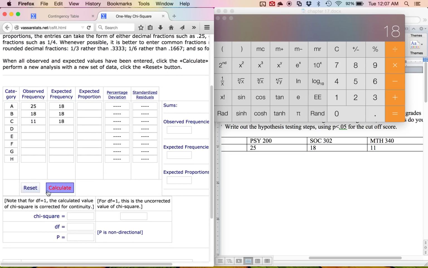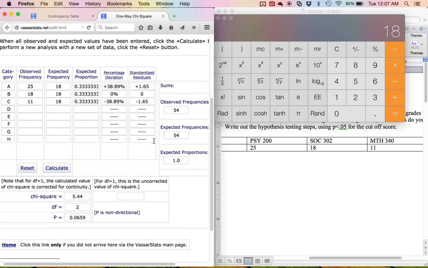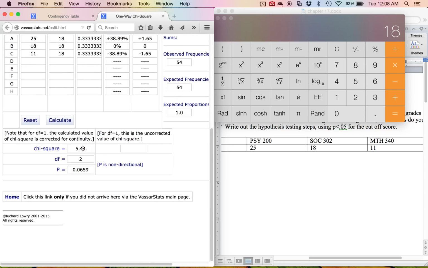You scroll down a little bit and you hit calculate. It will enter the expected proportions for you. Like I said, if those are nice even numbers, you can enter expected proportion instead, but when you have thirds, it gets a little cranky. It tells me my observed frequencies and expected frequencies match, which is what you need. And then here's chi-square: 5.44. Degrees of freedom is 2, so it's categories minus 1. And then here's my p-value.